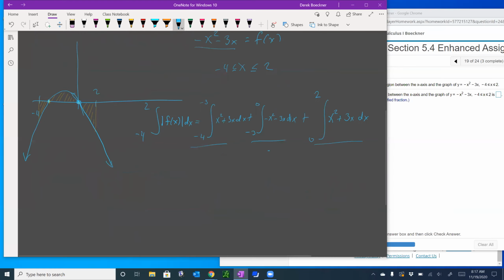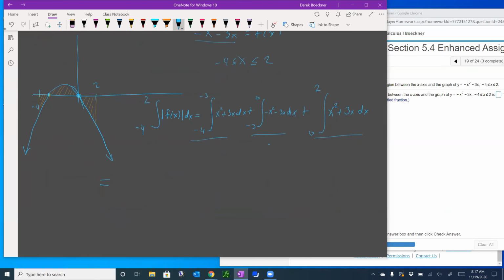Okay, so the antiderivative, maybe we'll do that in some scratch work somewhere here. So the antiderivative of x squared is x cubed over 3, because if I take the derivative of that, the 3 comes down, cancels, and I get the x squared. Plus 3/2 x squared, for the 3x, if I take the derivative of this, I get the 3x. And I'm going to use a plus or a minus there because this one's a +1, this one's a -1, this one's a +1.